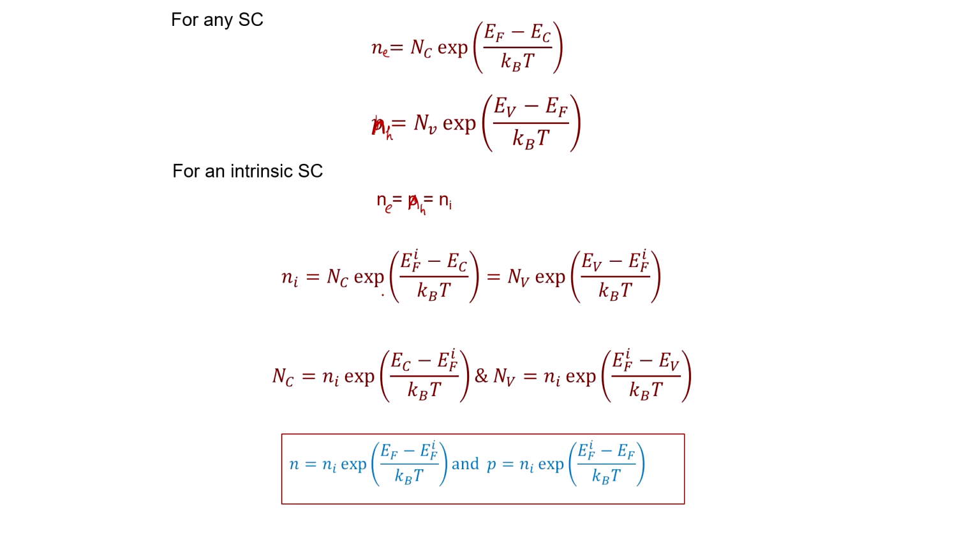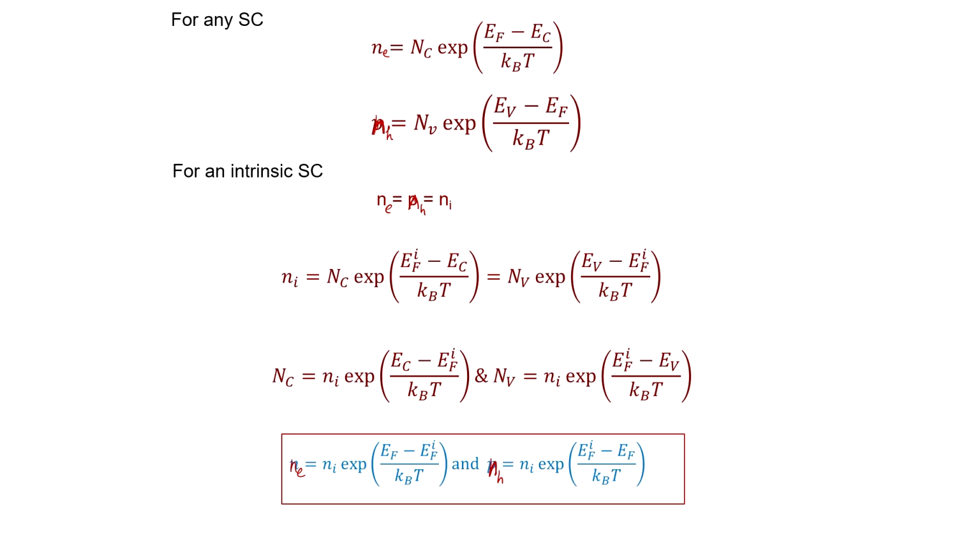So, you can write these expressions in different ways. For example, I can write Ni as Nc into exponential of (EFI minus Ec) by Kt, which is equal to Nv into exponential of (Ev minus EFI) by Kt. Then I can also write Nc as Ni into exponential of (Ec minus EFI) by Kt, and Nv as Ni into exponential of (EFI minus Ev) by Kt. So, from this I can determine Ne and Nh in terms of Ni.